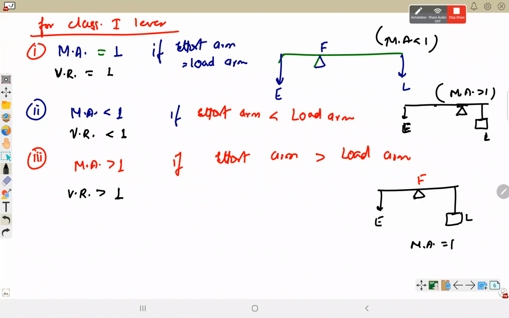So mechanical advantage, how much we have to gain, accordingly we change the length of the effort arm and the load arm. If you want more advantage, then the effort arm should be greater. Correct? So in the class 1 lever, it can have any value: less than 1, greater than 1, or equal to 1. In all these examples, you can see from your book, they are given.